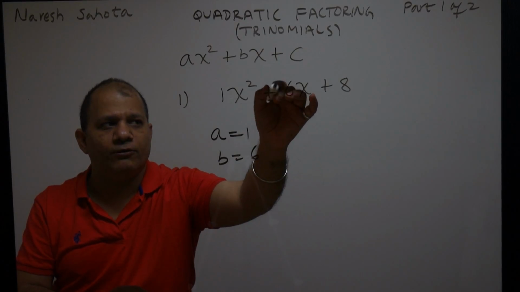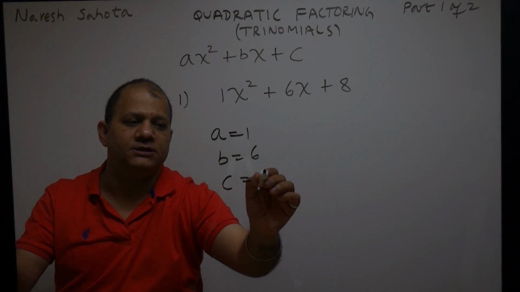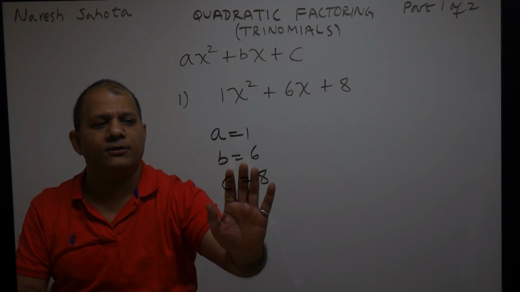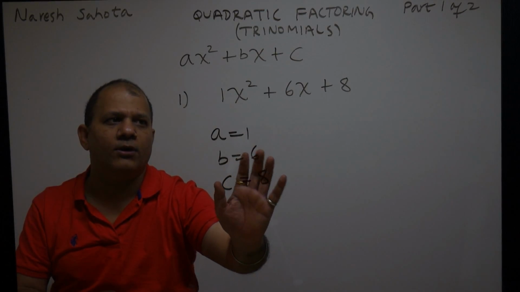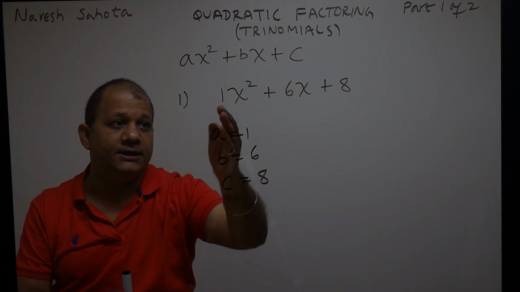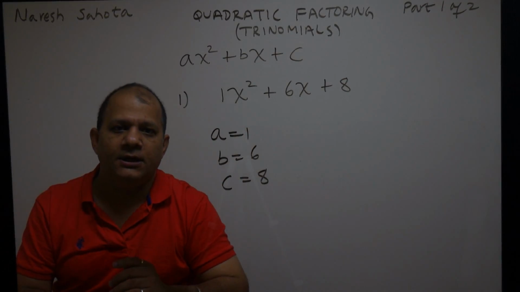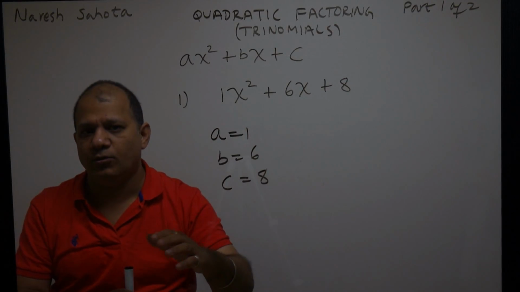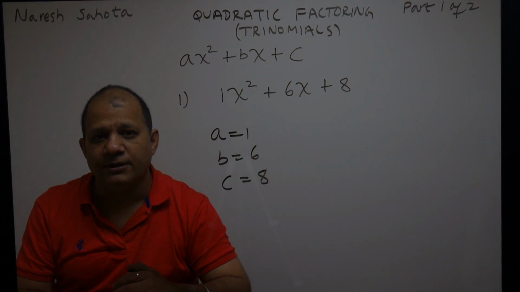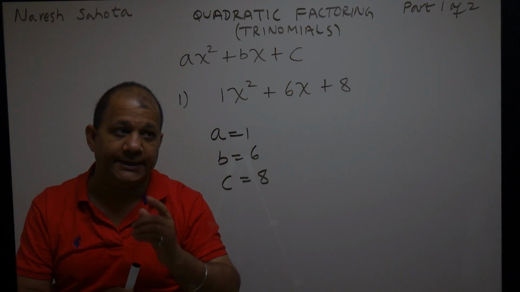b is the coefficient in front of the x, and c is our last term, the constant, which is 8. This has nothing to do with factoring, but what I want to do is make you familiar with the quadratic format and how we extract the a, b, and c. It'll come in handy later on when you solve equations by using the quadratic formula. So the a, b, and c will come in handy.